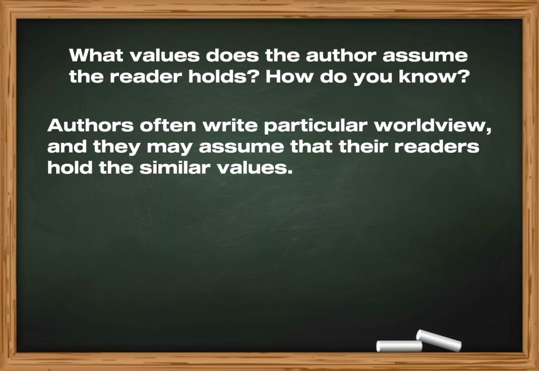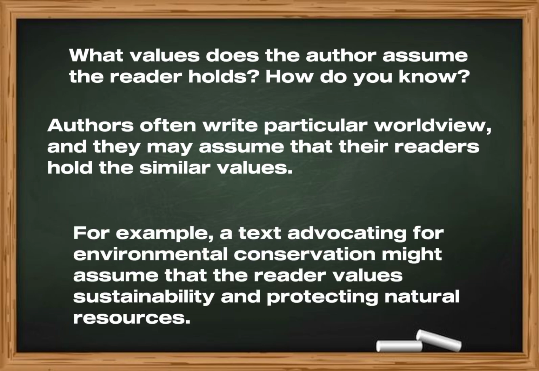Authors often write from a particular worldview, and they may assume that their readers hold similar values. Identifying these assumptions can reveal potential biases or perspectives that shape the text. Look for statements or arguments that seem to take certain values for granted. For example, a text advocating for environmental conservation might assume that the reader values sustainability and protecting natural resources.